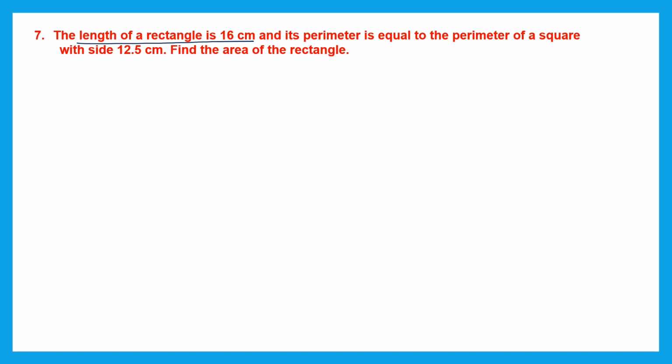So we are going to make use of this first statement here and then find the breadth. Once you find the breadth, you can find the area of the rectangle. So let's begin by saying length of a rectangle is 16 centimeters given to us. Let its breadth be x centimeters. We don't know what the breadth is, isn't it? So first what we are going to do is find the perimeter of this rectangle, then find the perimeter of the square.